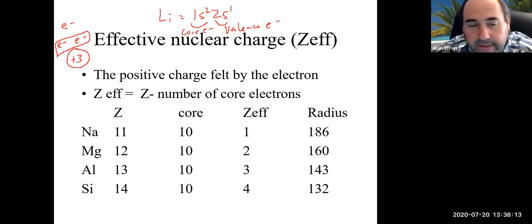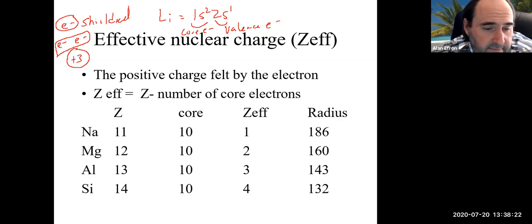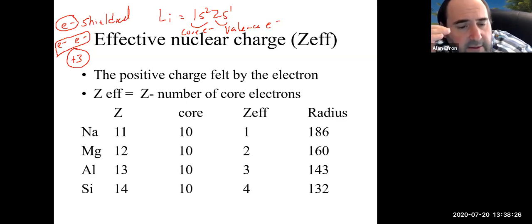Now, when we think about our valence electron out here, it is what is sometimes referred to as being shielded by those electrons in the lower energy levels.